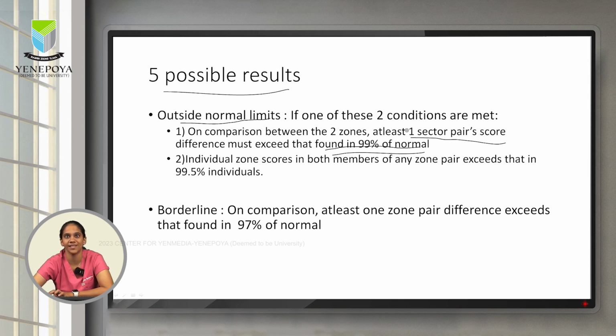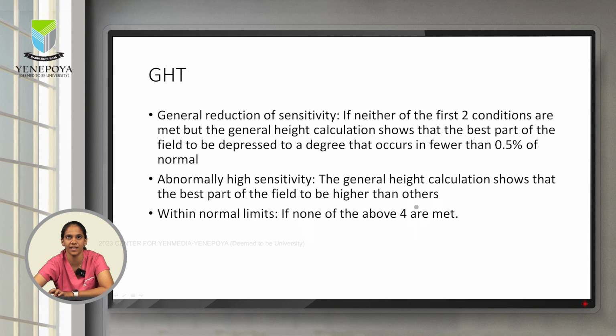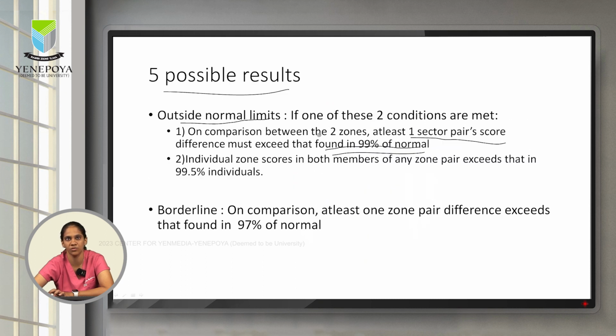That is what they say. So such a difference there is between two zones. Here I talked only about one zone, right? Consider that something happened in this zone also. When something like that happens, then GHT will come as outside normal limits.